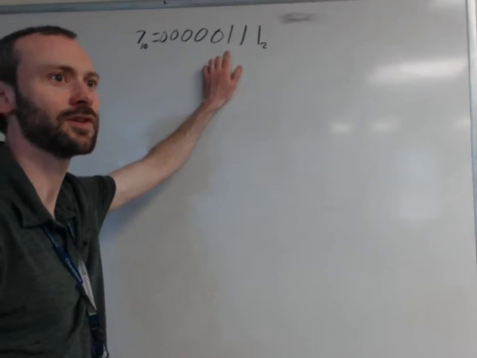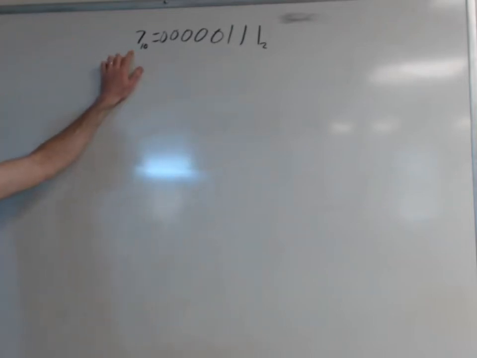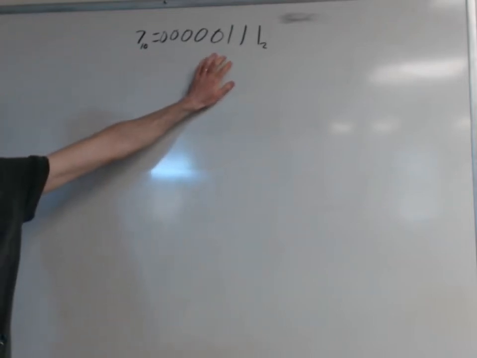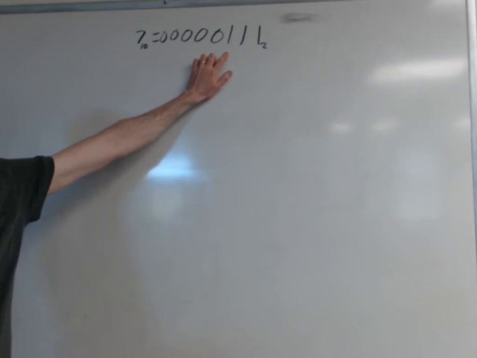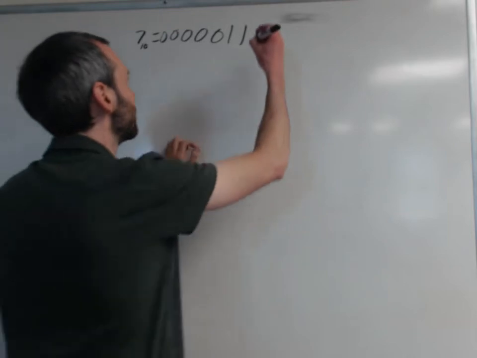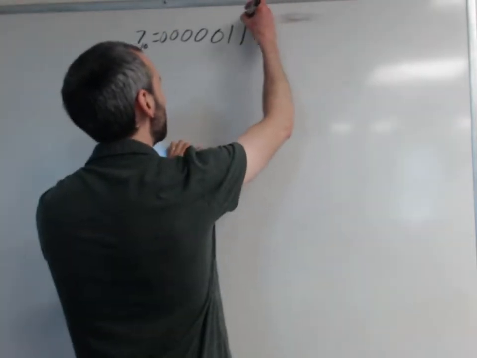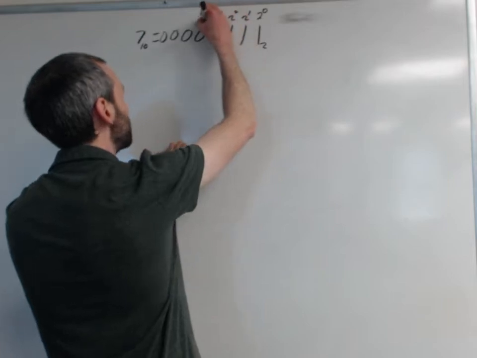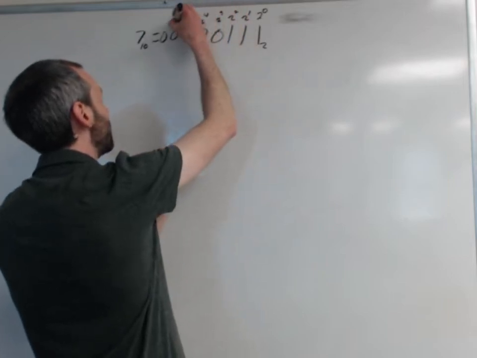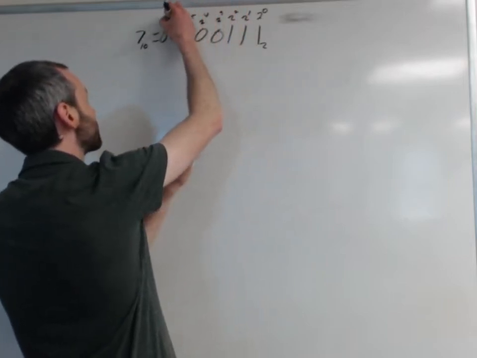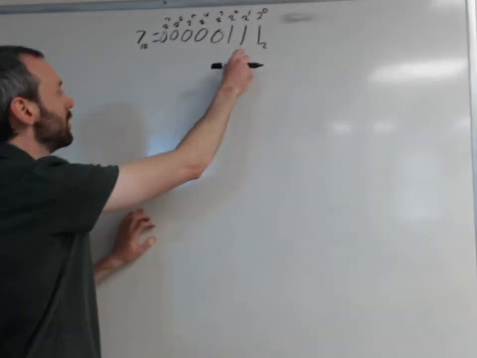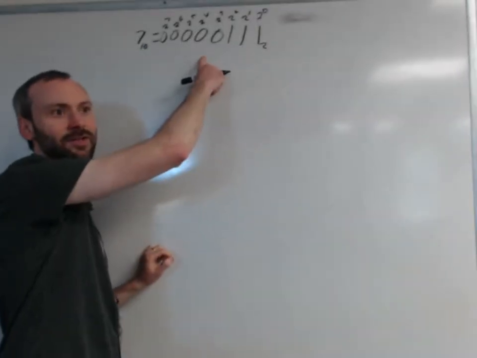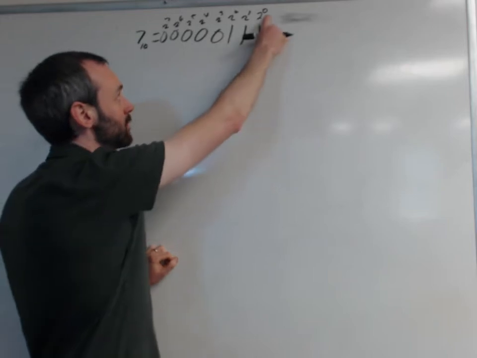1 plus 2 is 3, plus 4 is 7. Everyone used to this notation? Is everyone used to base 2? Whoops, I forgot to ask that. No. All right. 2 to the 0, to the 1, to the 2, to the 3, to the 4, to the 5, to the 6, to the 7. And 1 means you add it, 0 means you don't.